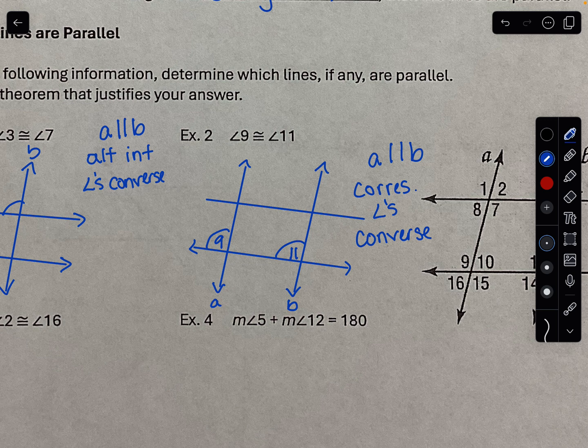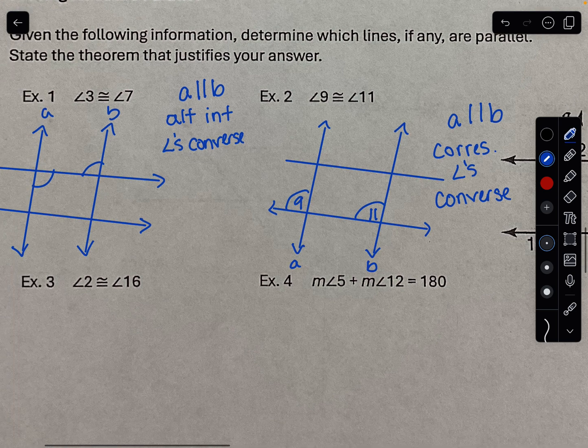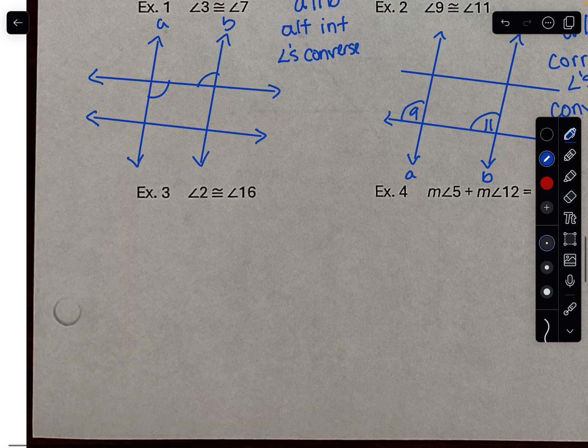So really here, we're just trying to identify the angles and then we know what converse we're using, okay? All right, example 3. We're looking at angle 2 and angle 16. So angle 2 is located here. Angle 16 is located here.